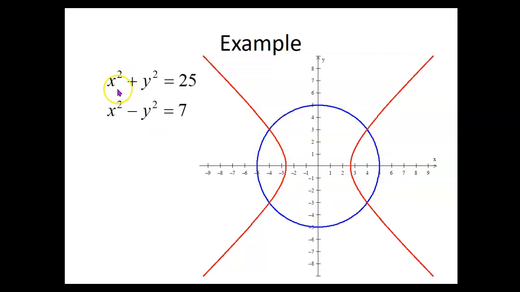The first equation, x squared plus y squared equals 25, is the blue circle. The second equation, x squared minus y squared equals 7, is the red graph consisting of these two branches, and this is an example of a hyperbola. And maybe you can see from the graph that there are 4 different points where the two graphs of the two equations intersect.